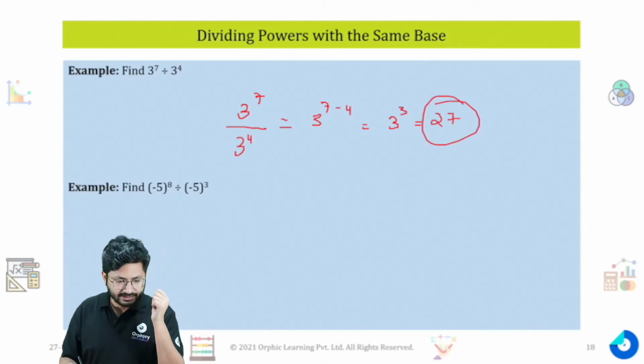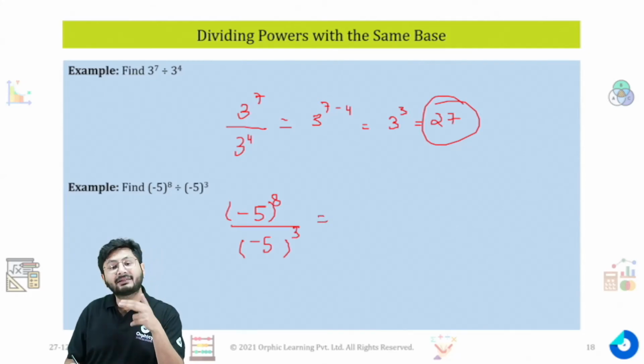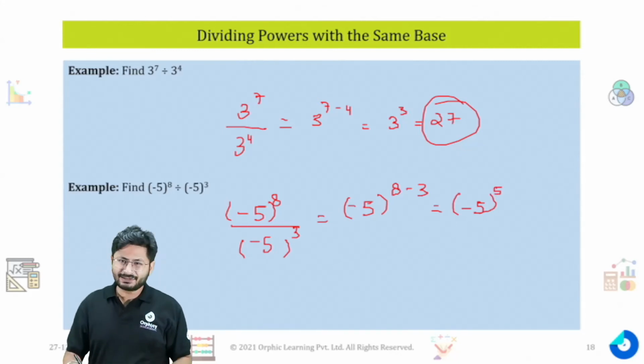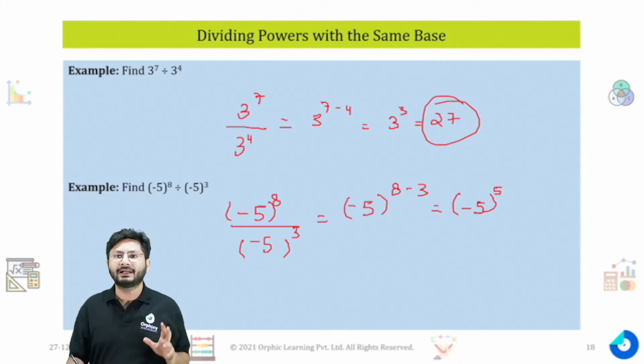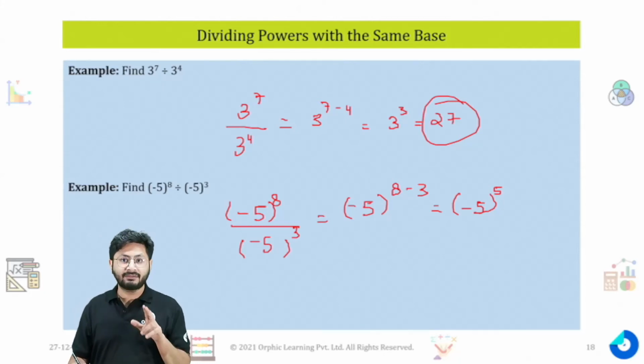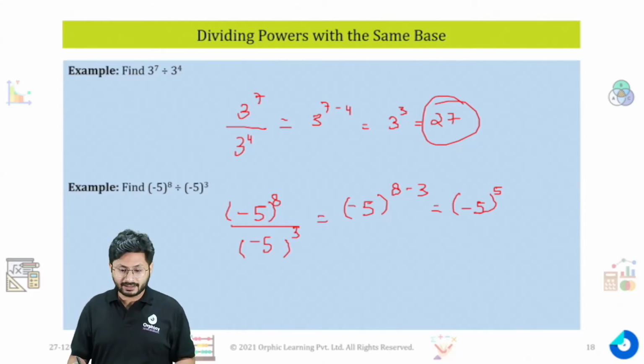Let's move on to the next question, which is minus 5 to the power 8 divided by minus 5 to the power 3. It will be equal to the subtraction of powers. So minus 5 to the power 8 minus 3, which is equal to minus 5 to the power 5. Now here we can say, as we have just seen, that for a negative number, if there is an odd power, like in this case the power is 5, we can say that the final number should also be negative.